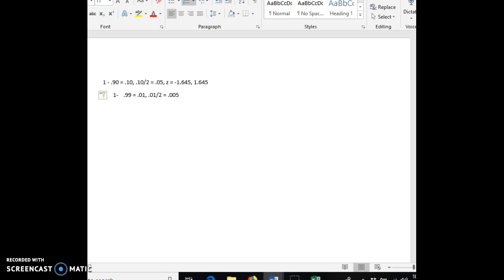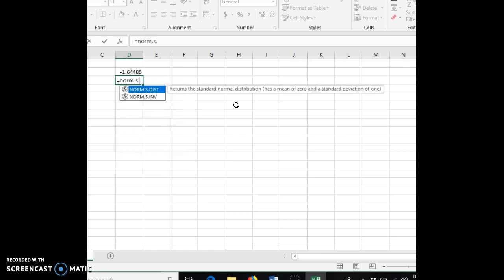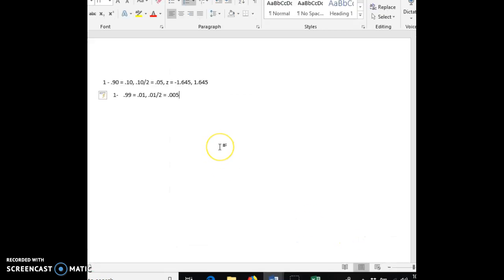Now, let's go back to Excel, and we're going to use the same command we did a moment ago and put in the value 0.005 and see what we get for z. So if I go to Excel, equals NORM.S.INV 0.005, and we get negative 2.576 if I round off to 3 decimals. All right, so our z of alpha over 2 is negative 2.576 and positive 2.576.